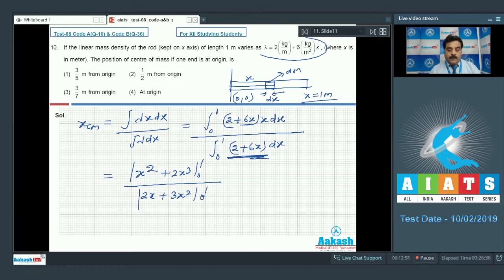When you apply the limits, we get 1 plus 2 over 2 plus 3, and that will be 3 upon 5 meter. And you know, I was taking this element from the left hand side, meaning from the origin, so I can say the position of center of mass will be 3 upon 5 from the origin. On behalf of that, my option number 1 will be the right choice. So let's move on, question number 11.